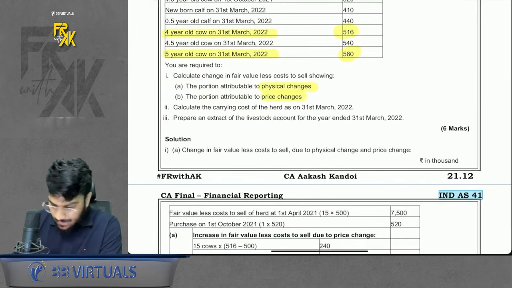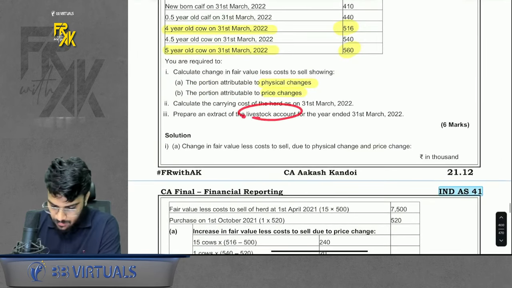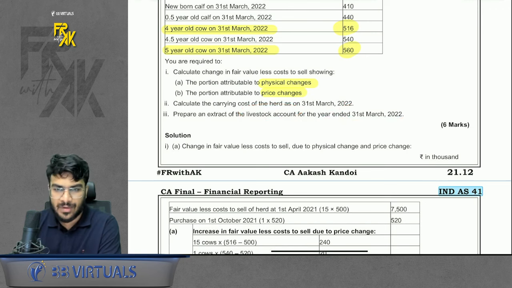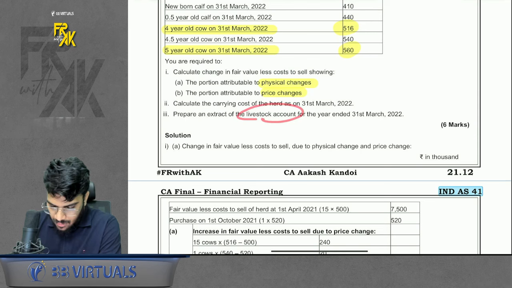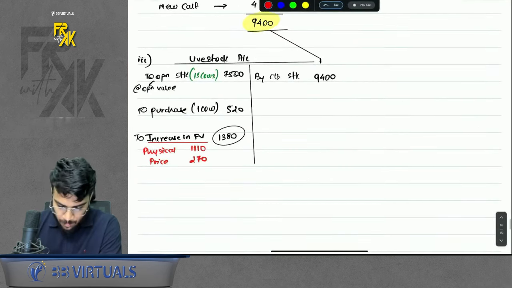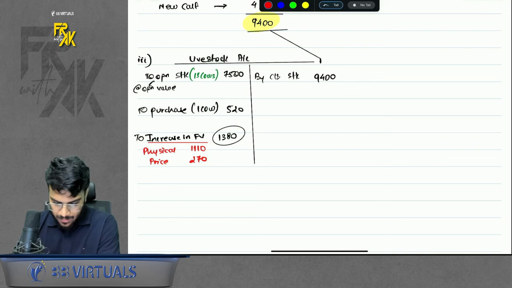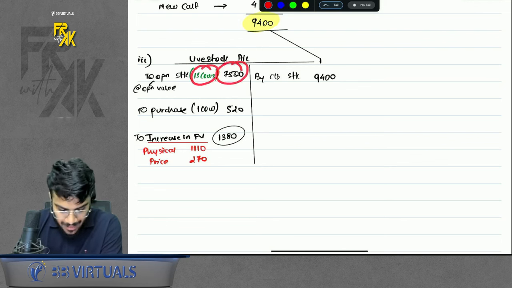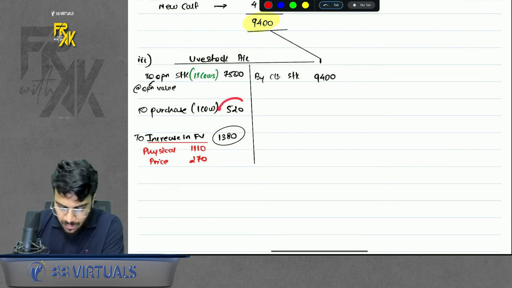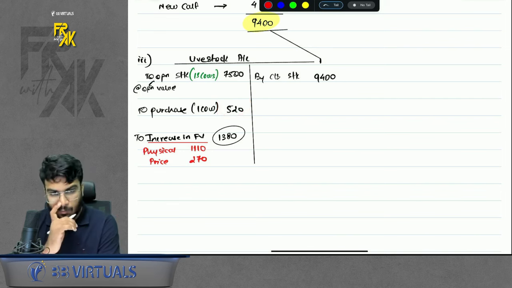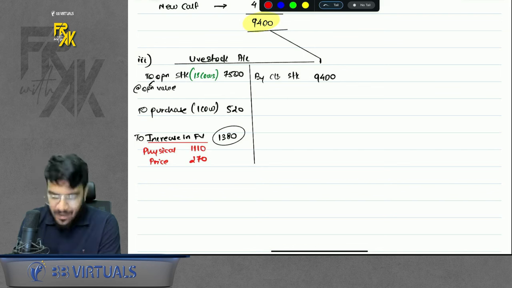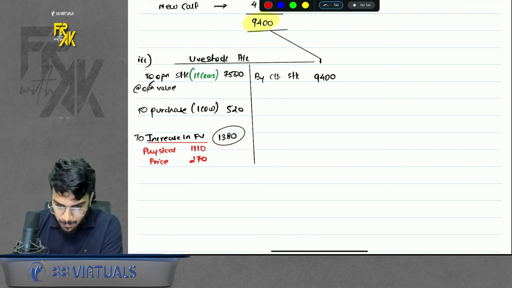And also one more thing was asked, which was the livestock account for the year ended 31st March 22. How do I prepare the livestock account? It is very similar to a trading account. How do you prepare it? Just write the opening stock. Opening stock means you had 15 cows in the opening stage, right? Record the 15 cows at opening value. Okay, then whatever you purchased, you will record. You purchased only 1 cow. What about the newborn calf? Newborn calf won't appear separately. It will appear in the balancing figure anyways. So whatever you purchased, you record it.